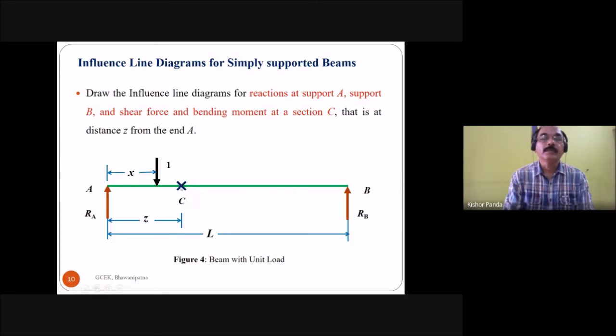So let us take this point. Point C is at a distance Z from the support A. Capital L is the length of the simply supported beam AB, Z is the position of the section C, and X is the position of the unit load that you take from the support A. So this is the beam with unit load.